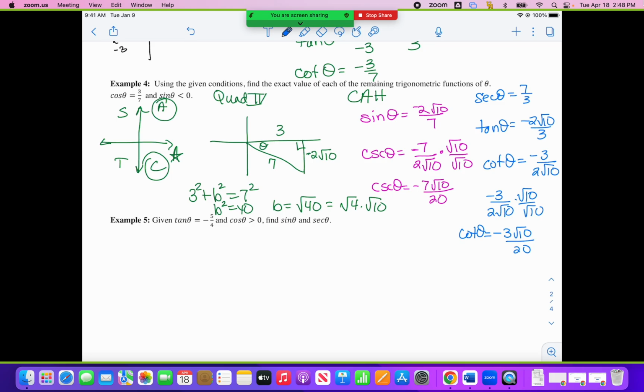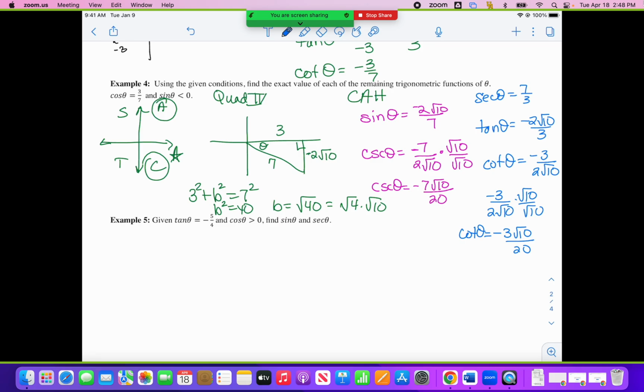Let me go through this one more time in case you were writing and you didn't quite hear what I said. So it says, using the given conditions, find the exact value of each of the remaining trigonometric functions of theta. So there are 6, and they gave me one of them, so I have to find the other 5. Cosine theta is 3 over 7. I know that's first or fourth quadrant, so that's what I'm starting with. And sine is negative. That puts it in the fourth quadrant. So then I drew a triangle where theta is to the x-axis in the fourth quadrant.